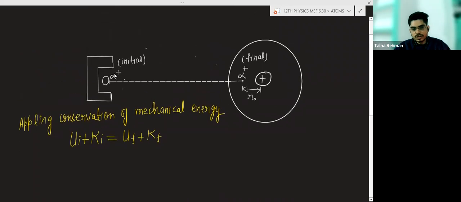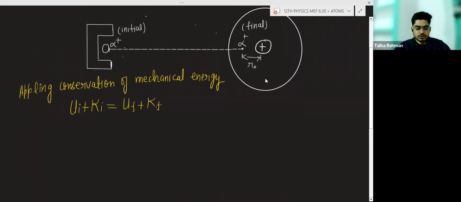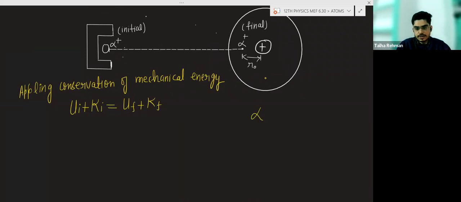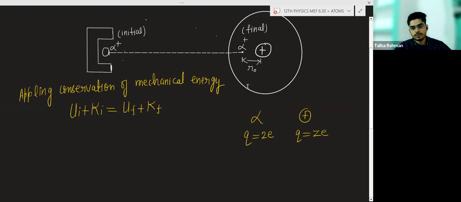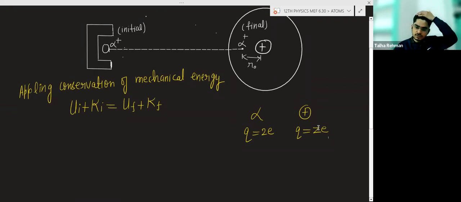Now one more thing: this is the alpha particle and this is the positively charged nucleus. So the charge on the alpha particle is 2 times the charge on the electron, 2e, and the charge on the nucleus will be Ze. Z will be the atomic number. Atomic number is what? Number of protons, or number of electrons.